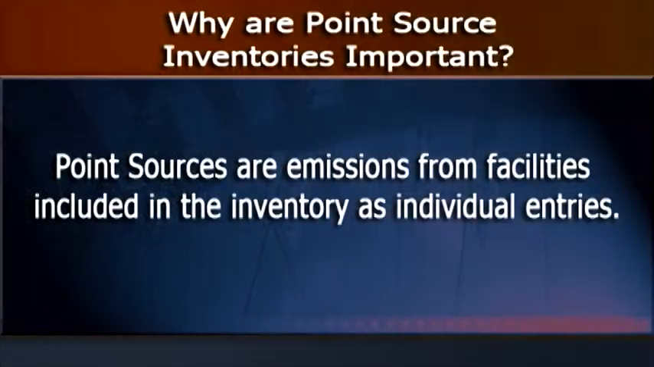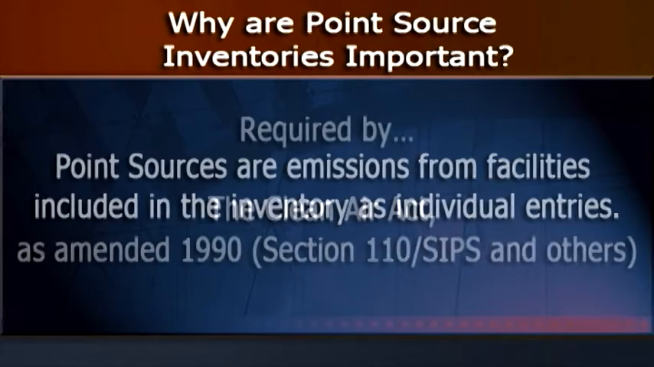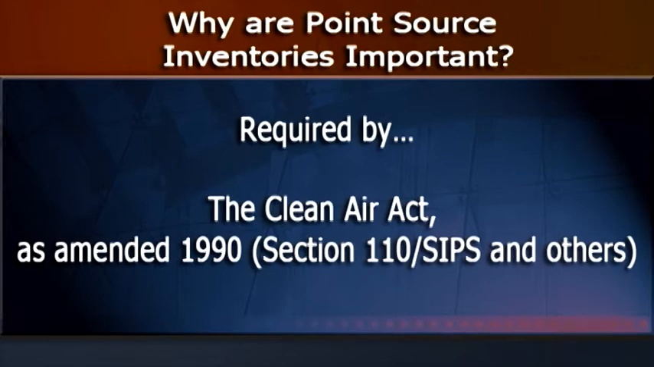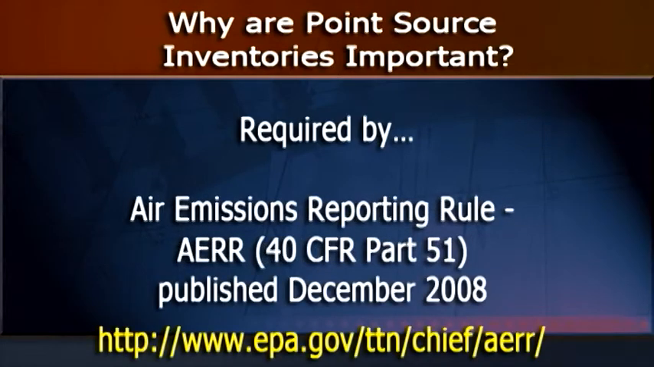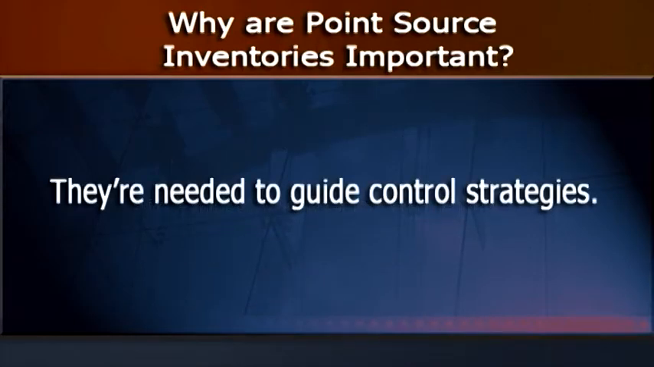So, why are point source inventories important? Point sources are emissions from facilities included in the inventory as individual entries. Point source emissions are required by the Clean Air Act as amended in 1990, such as found in Section 110, State Implementation Plan requirements, and also by state requirements such as operating permits and compliance programs. Inventories are also required by the Air Emissions Reporting Rule, AERR, found in 40 CFR Part 51, published by EPA in December of 2008. And finally, inventories are needed to guide control strategies.